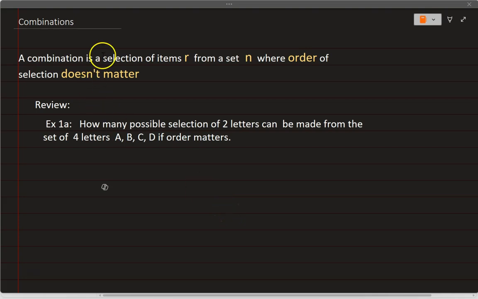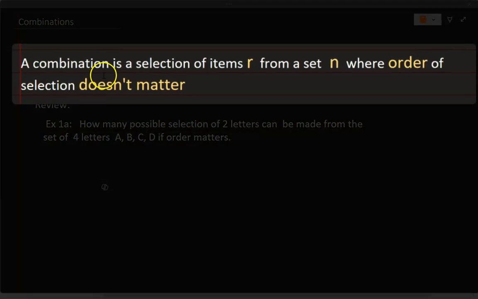All right, combinations. That's the lesson for today. Let's get into it. A combination is a selection of items R from a set N where order of selection doesn't matter. And you notice that I have gone through and made R, N, order doesn't matter yellow so that you see the difference between combinations and permutations.